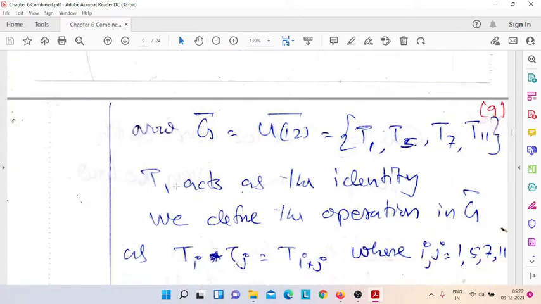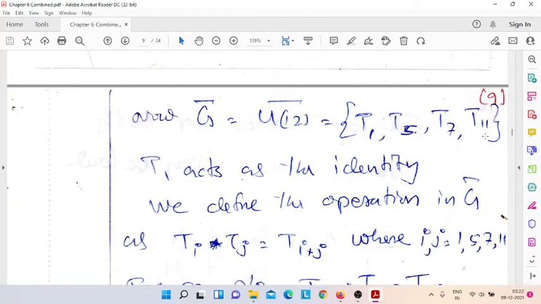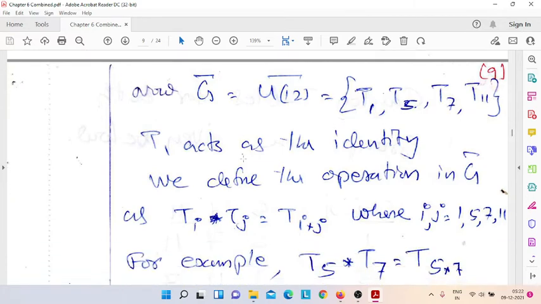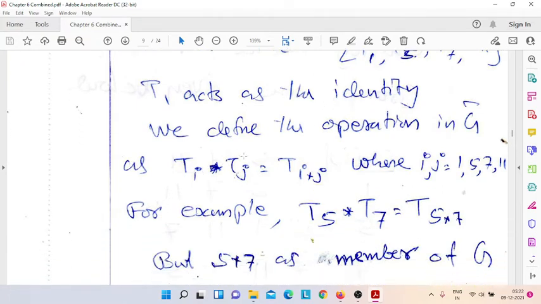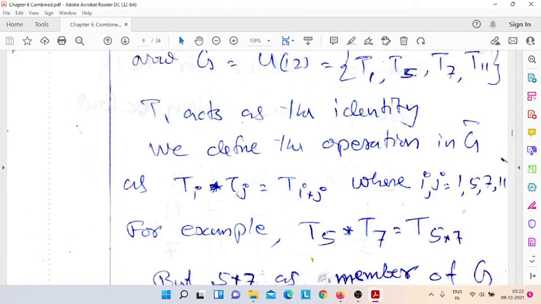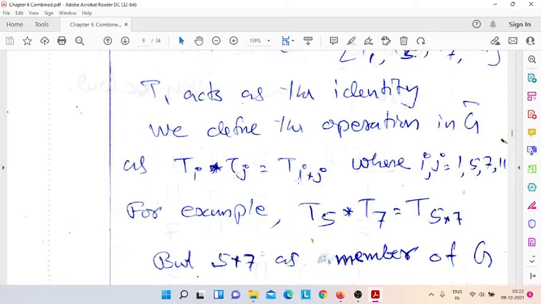Now G bar can be taken as U12 bar, which is equal to the set T1, T5, T7, and T11. T1 acts as the identity in this group. We can define the operation in G bar as follows. Ti stands for these numbers, these subscripts. So Ti star Tj equals T of i star j.